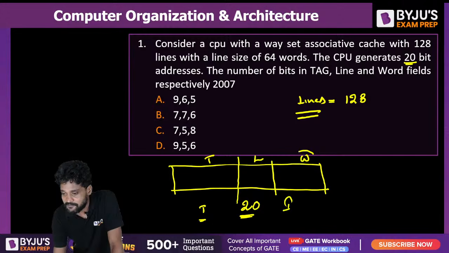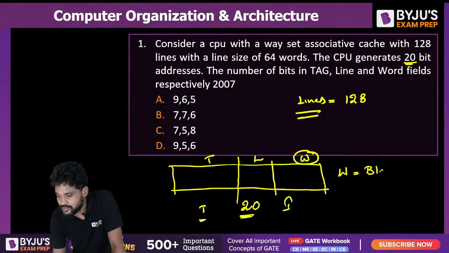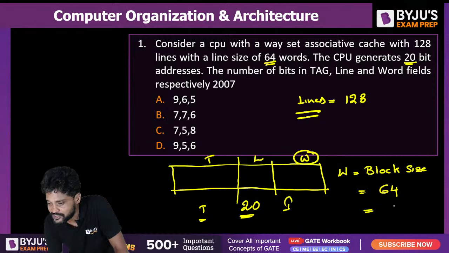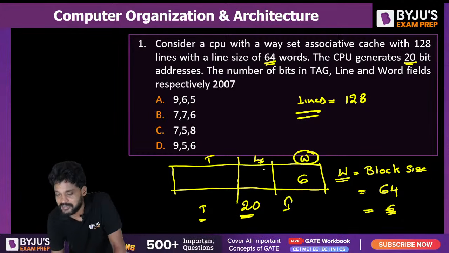Now we will start from the word field. What is the word field? Word field is equal to the block size. We need to pick out the block size. What is the block size? According to the question, the block size is 64 words. 64 words requires 6 bits. That means the word field requires 6 bits to represent it. So the word field will have 6 bits, and the line field has been directly given.